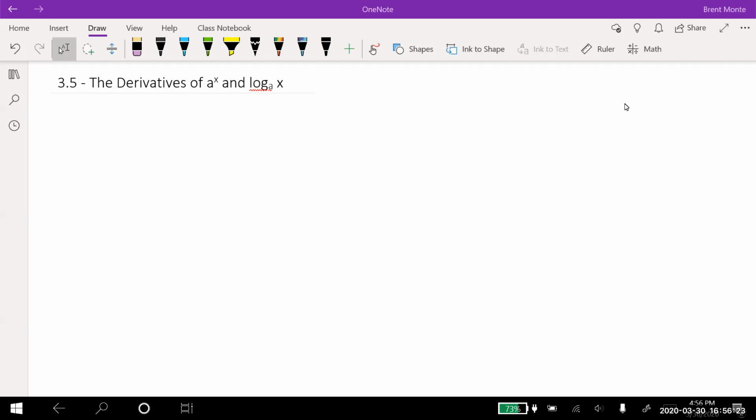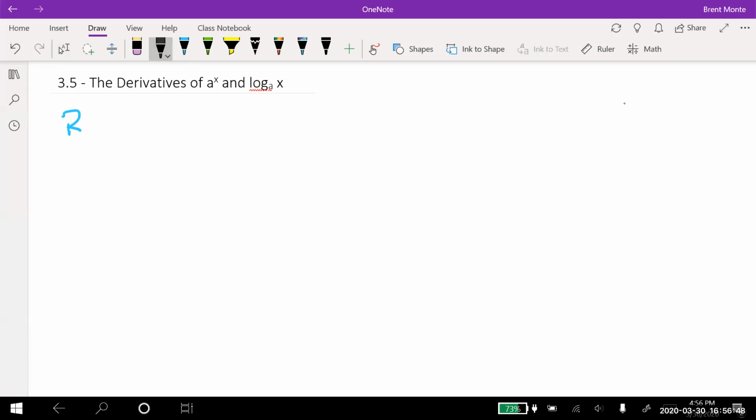We're going to learn today the derivatives of a to the x and log base a of x. Now, there's two simple ways to show the derivatives here, which I'm going to show you. So I'm going to show you how to take these derivatives first, and then I'm going to spend most of the time just doing examples. I will show a proof of the first derivative just so we see it.